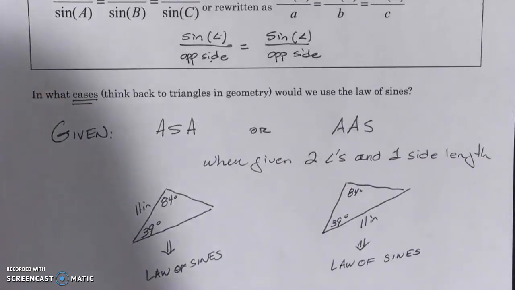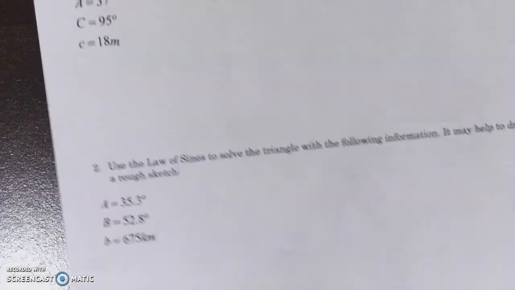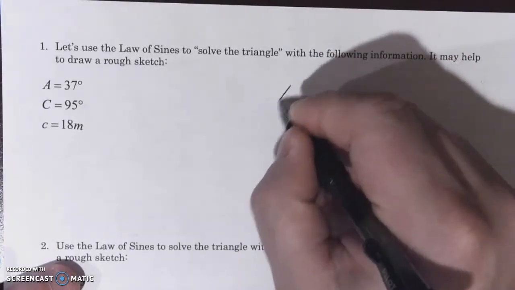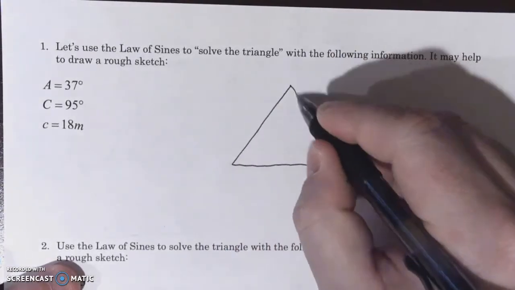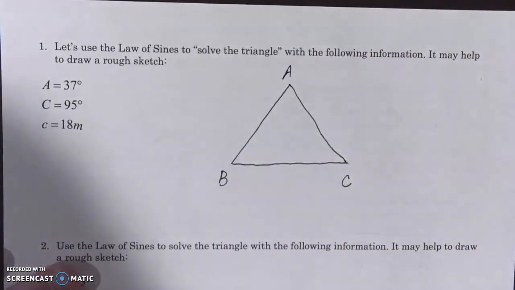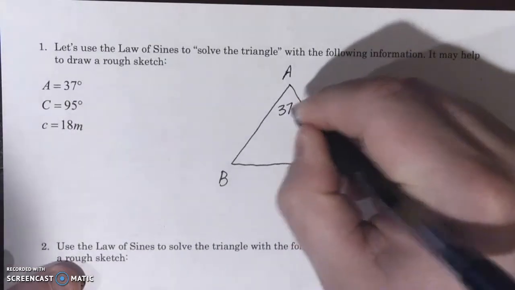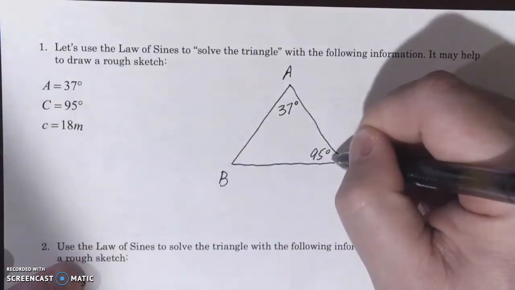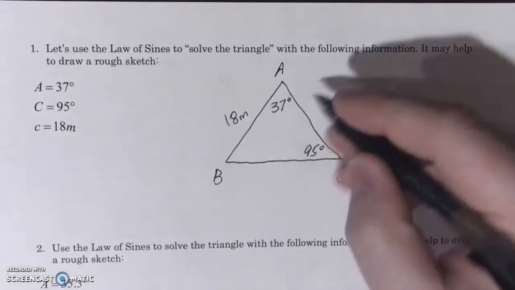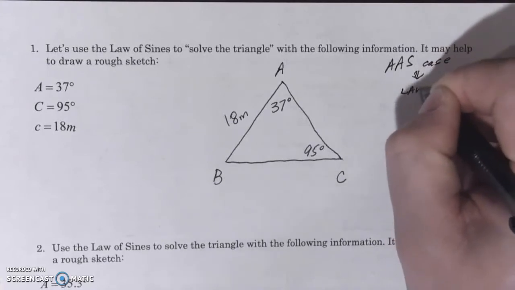All right. Let's do a couple examples here of law of sines coming into play. It may help to draw a sketch. Let's draw a sketch. I draw pretty much the same sketch every time. Triangle ABC, I don't worry about making it to scale. C is 95 degrees, A is 37 degrees, little c, that's the side length across from C, 18 meters. We have an angle angle side case. We're going to use law of sines.